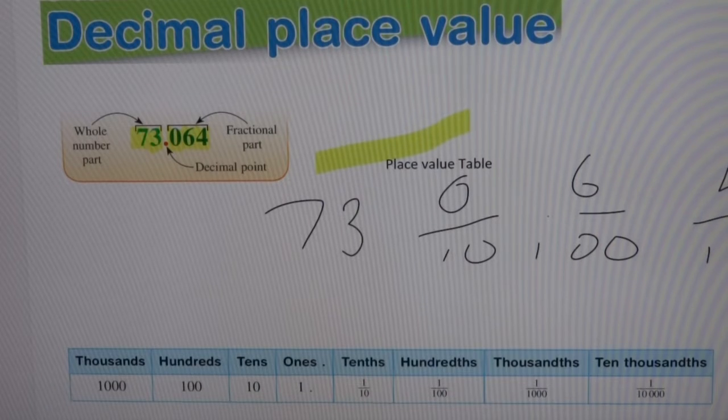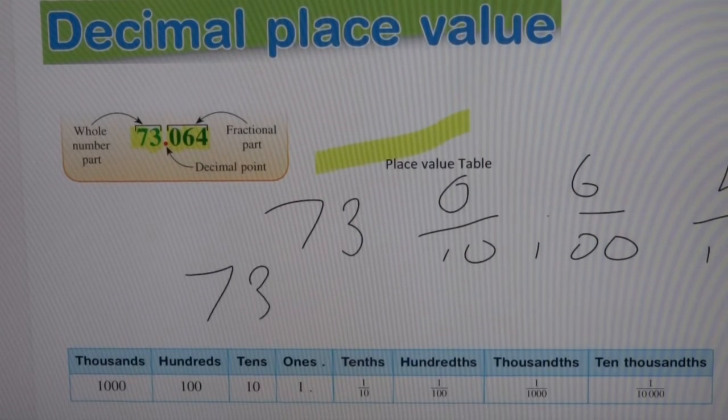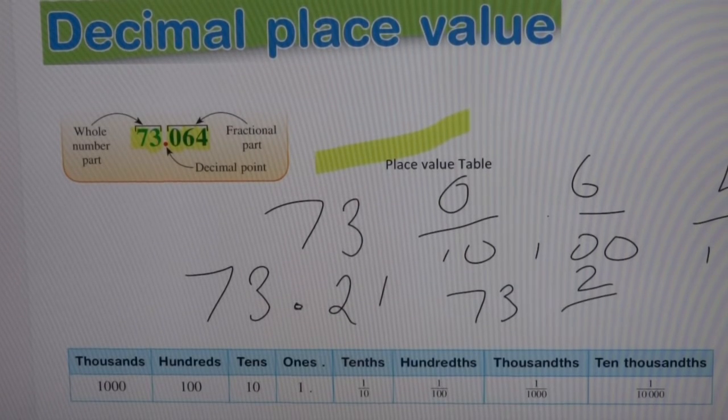And so it gives us an idea of the size of the number. If we have another decimal number that's 73 point something, and it has any tenths, it's obviously bigger than 73.064. So if we have a number 73.21, we've got 73 and we have 2 tenths and 1 hundredth.